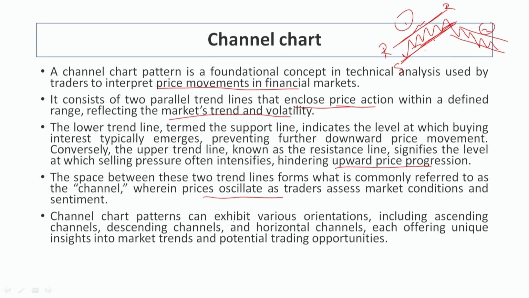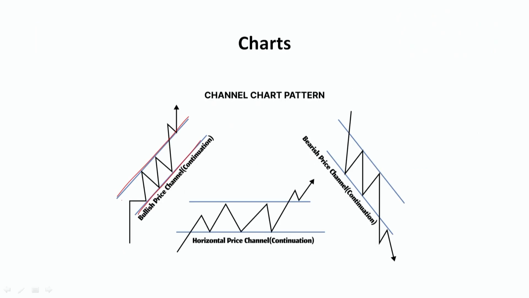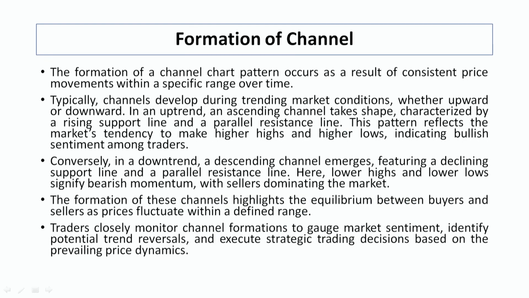So, channel chart patterns exhibit various orientations including ascending channels, descending channels and horizontal channels, each offering unique insight into the market trends and potential trading opportunities. So, we have this ascending, descending and horizontal situation, where we can identify the uptrend, downtrend and range bound situation. With the help of these channel charts, we can also identify the market pattern, where there is support and where there is resistance, as well as where the market sentiment is moving around this particular point.